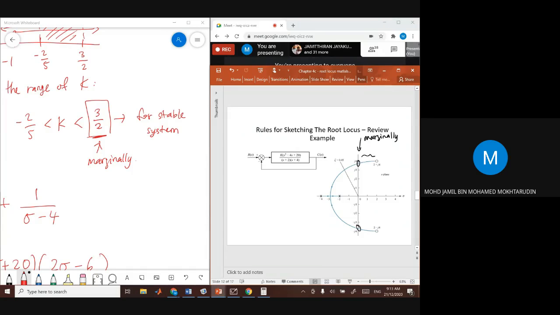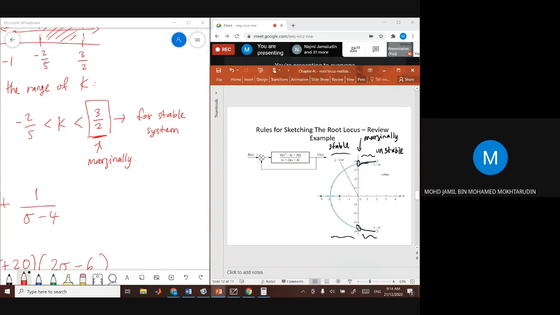Meanwhile, at this range here, the system is unstable. And within this range, the system is stable. So you can say that the root locus is the system is unstable for the root locus from this range, from 2 until 0 here.